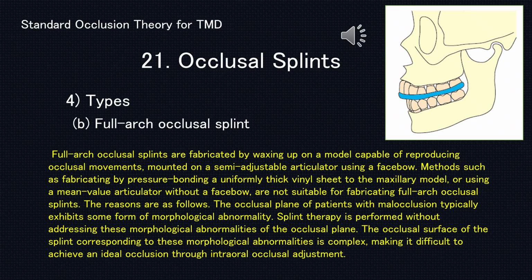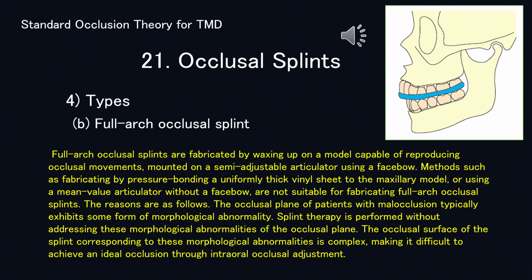Full arch occlusal splints are fabricated by waxing up on a model capable of reproducing occlusal movements, mounted on a semi-adjustable articulator using a face bow. Methods such as fabricating by pressure bonding a uniformly thick vinyl sheet to the maxillary model, or using a mean value articulator without a face bow, are not suitable for fabricating full arch occlusal splints. The reasons are as follows.